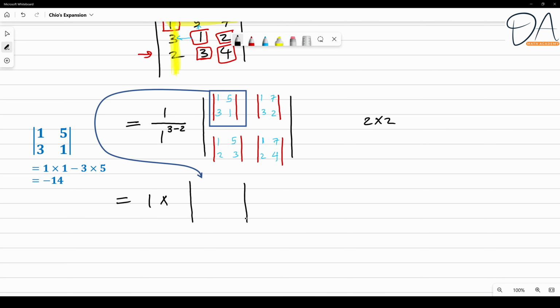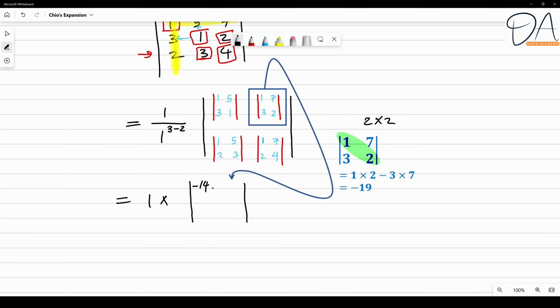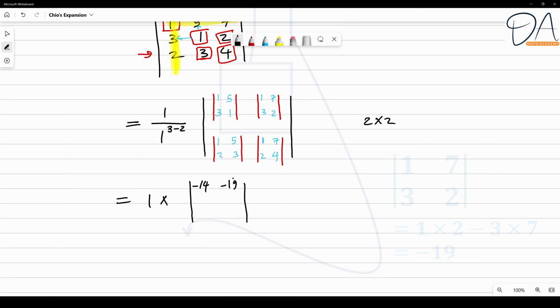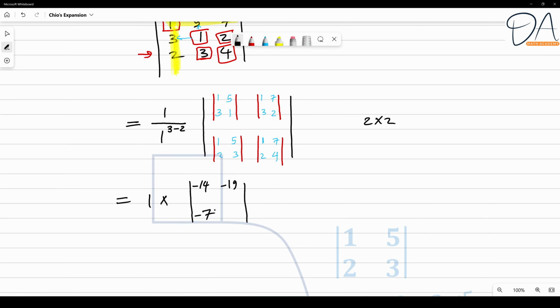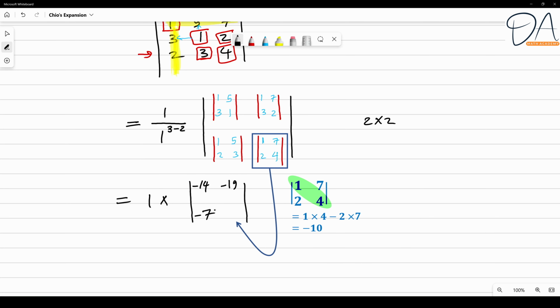Now, if we expand the first determinant, 1 times 1 is 1, minus 3 times 5. So this gives you minus 14. Then 2 times 1 is 2, minus 3 times 7, 21. So 2 minus 21 give you minus 19. And then we expand the next one. 1 times 3 is 3, minus 2 times 5, which is 10. So that will give you a minus 7. The last determinant here is 1 times 4, give you 4, minus 2 times 7, that is 14. So 4 minus 14 give you minus 10.